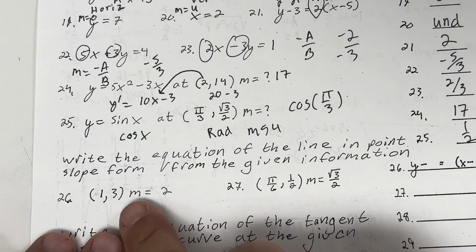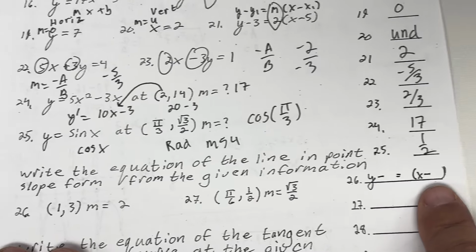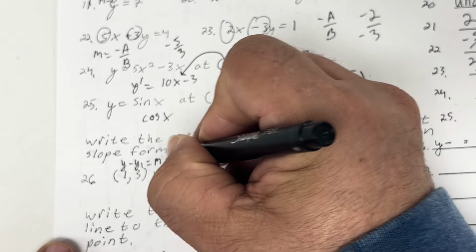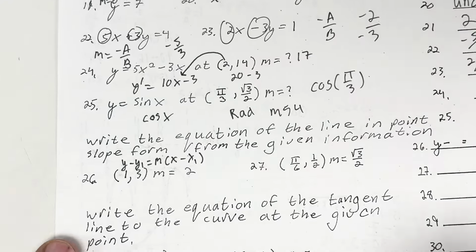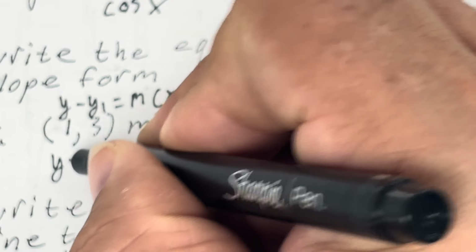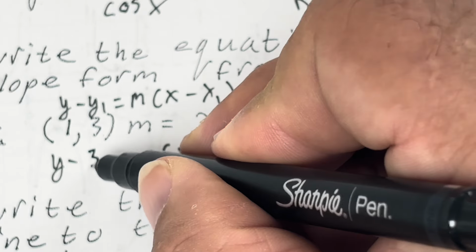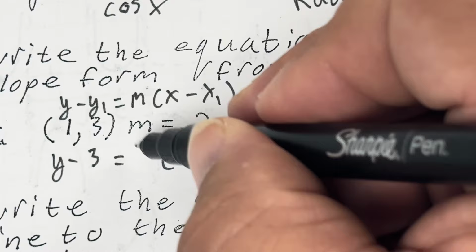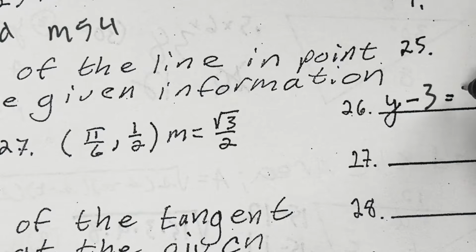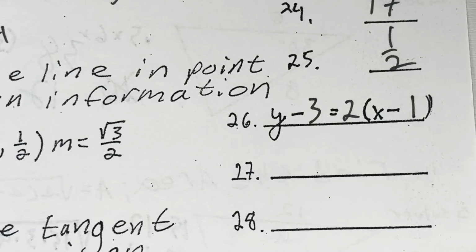Number 26, I want the equation of the line in point slope form. That's y minus y sub 1 equals m times x minus x sub 1. So if I have y minus y sub 1 equals m times x minus x sub 1, I can fill in this template pretty quickly if I leave some blanks. So y minus something equals the slope times x minus something else. The y value is 3, so it's going to be y minus 3. The slope is 2, and the something else is 1. So 3, 2, 1. And I had that one templated out for you.